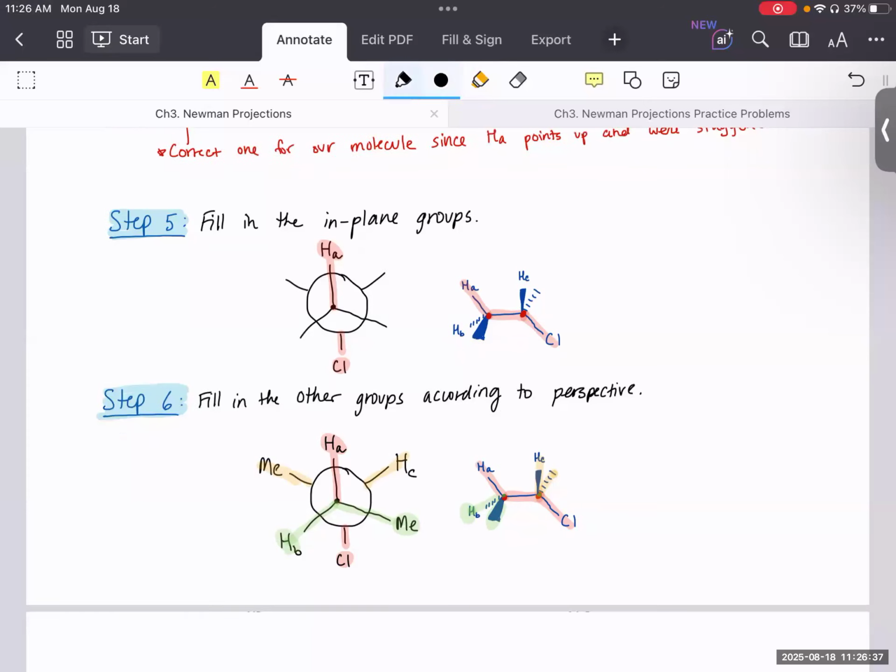Okay. And as I said before, all wedge groups, so the two wedge groups that you should have, should be on the same side of the molecule, or of the projection. And so in this case, the two wedge groups are that methyl group and the HC, which we can see are both on the right side here.